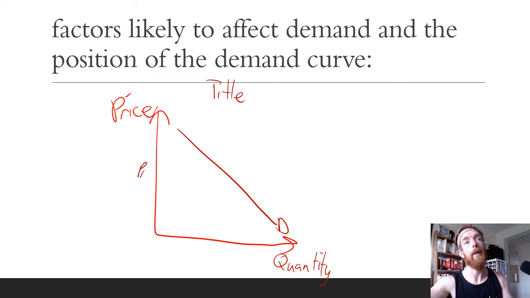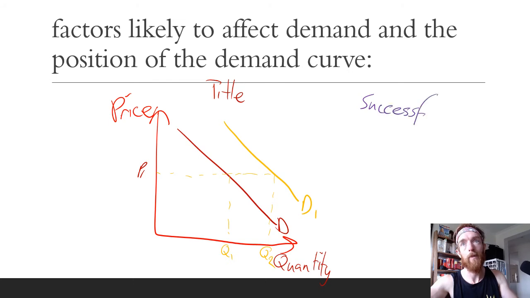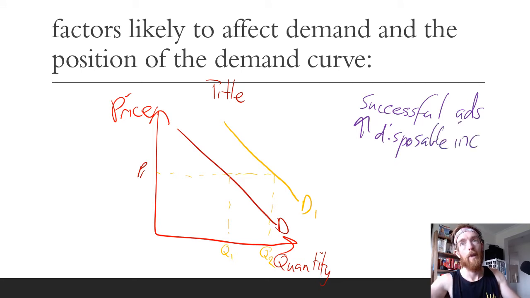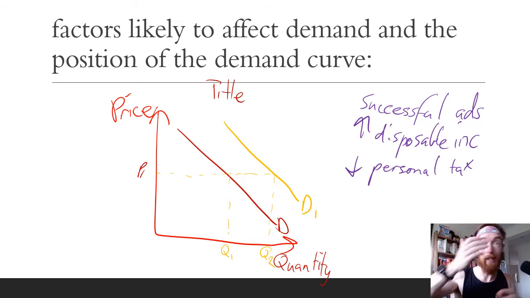To illustrate that, if we have P1 and we have a favorable shift, so let's get a new line happening over here, call it D1. If there is a favorable shift here at the same price, people are demanding much more. That's a favorable shift. So something that can cause a favorable shift are things like successful advertising. The easiest one, in my opinion. You have an increase in disposable income. You could have a decrease in personal income tax. Anything like that, you can say there will be more demand at any given price.